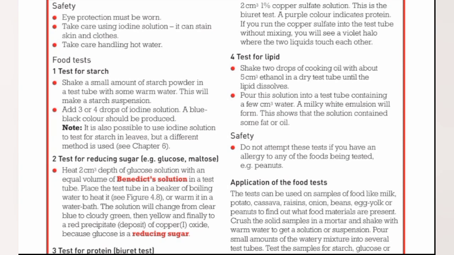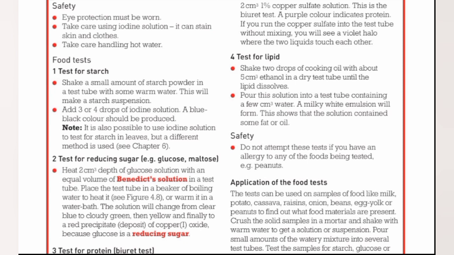Now it's time for the test of lipids. Lipids such as fats and oil can be tested using the ethanol emulsion test. Its procedure is: place the food sample in a test tube, add ethanol and shake the mixture well. Then add water to the solution. If lipids are present, a milky white emulsion forms. If lipids are absent, the mixture remains clear.